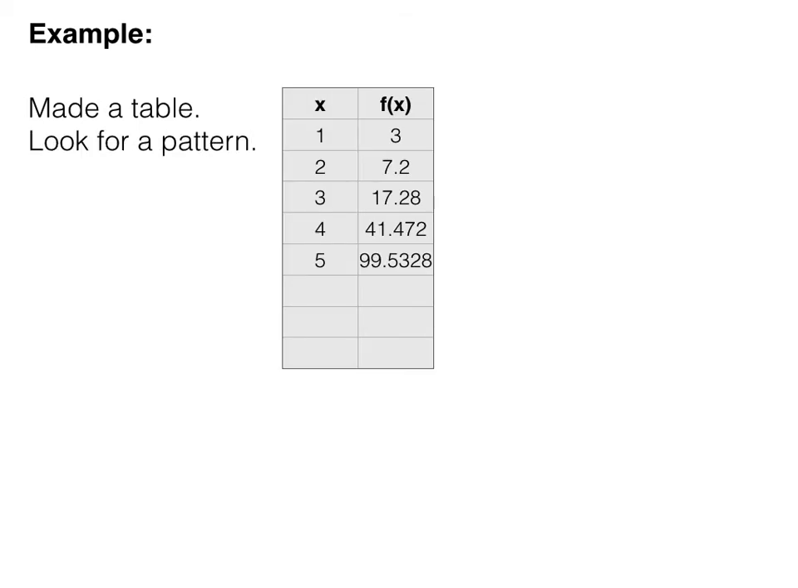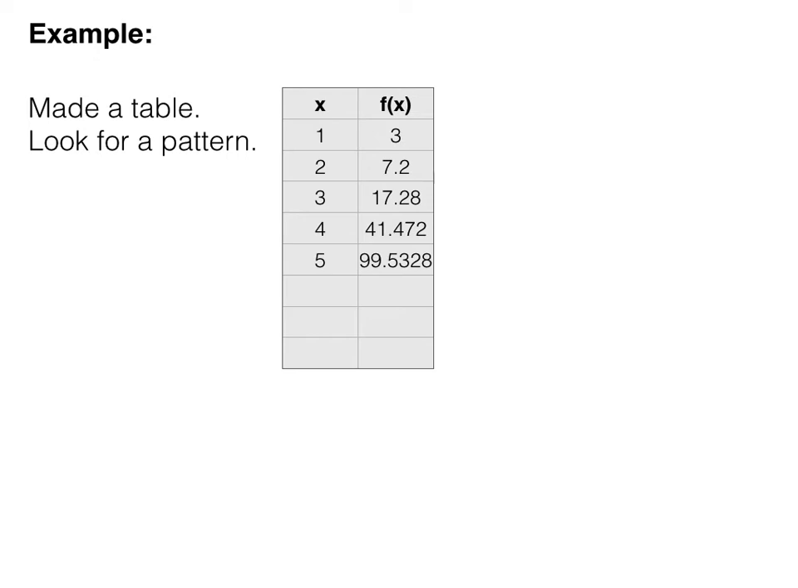Let's look at a slightly different example. So let's again say we've already made our table. We're looking for a pattern. Okay, we have 3 plus 4.2 plus 10.08 plus 24 point something. Oh man, there's nothing there. So we look for a different pattern. But I don't see one. I can't see another pattern.